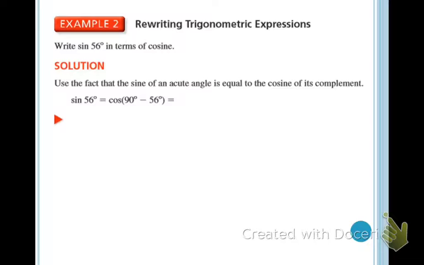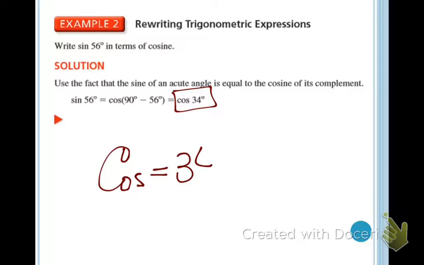So it will look something like this. You don't have to show me this work. You can do it in your head, but I'm just showing you on the screen. So what is 90 minus 56? 34. So your answer will look like cosine of 34. Here's what your answer should not look like. You should not have an equal sign because this will never make sense. Never.